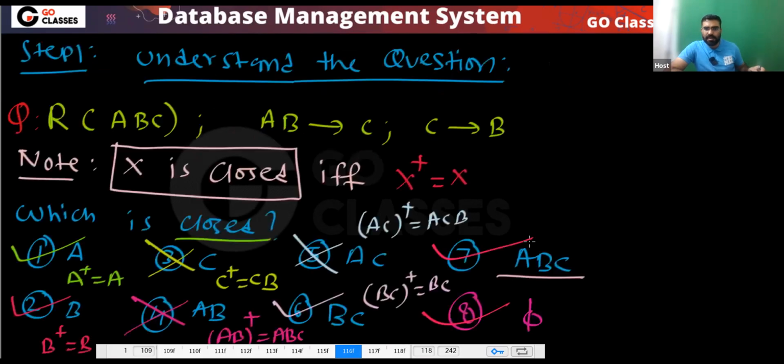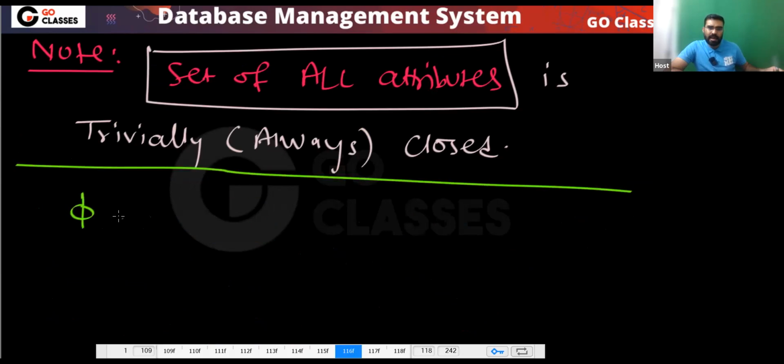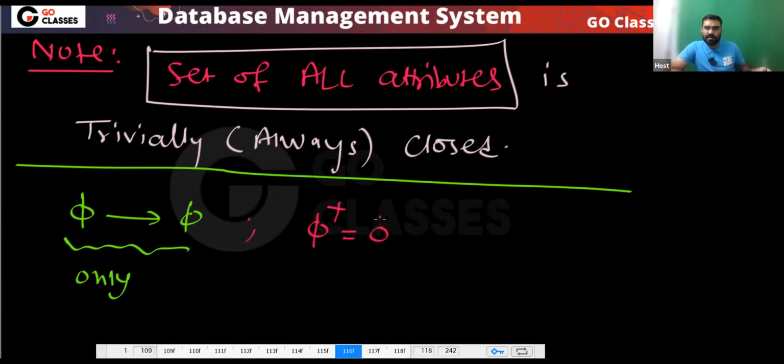For example, here if you find ABC closure, ABC can determine ABC trivially. And you can notice the empty set is also closed, because the empty set can only determine the empty set. So the empty set closure, if you find, will be the empty set. So the empty set is always closed.